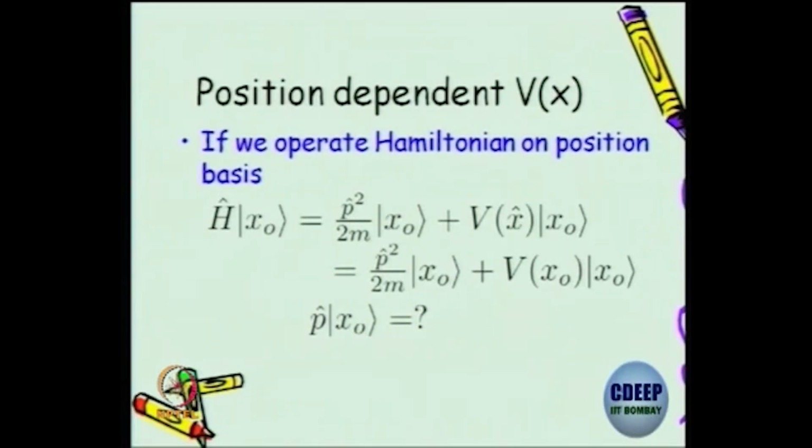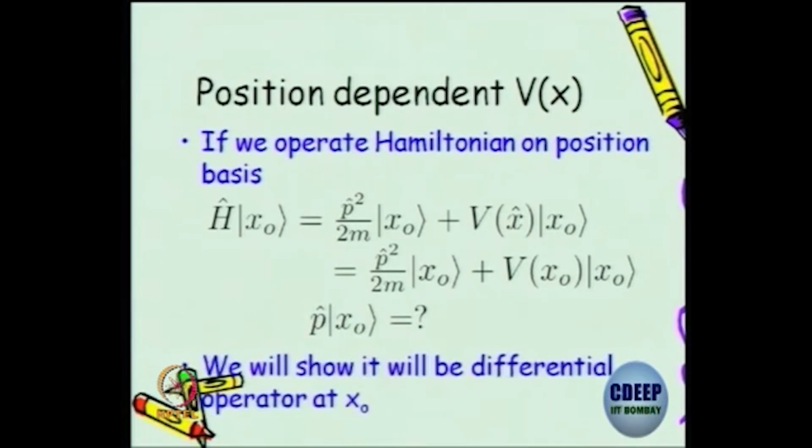There are various ways in which you can proceed. You can insert an identity operator in the momentum space, take the inner product of the momentum with position, all these things we can start doing and figure out how the p operator will be done. So that is what we are going to do now.